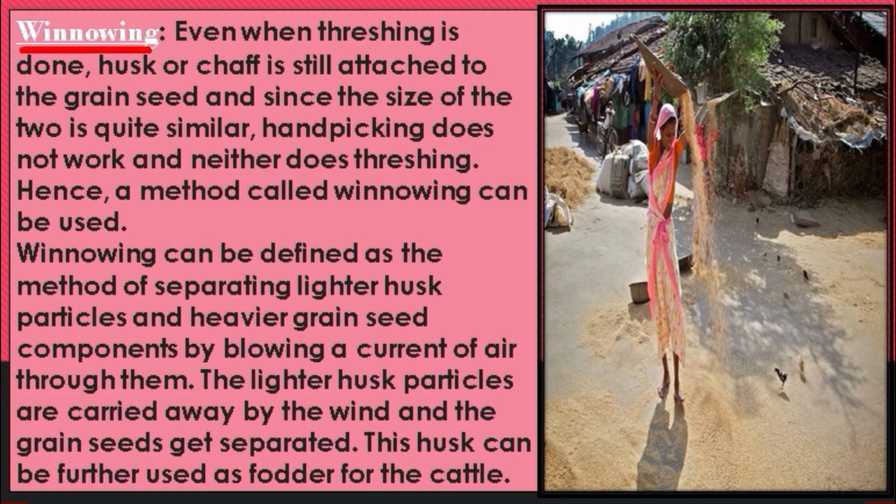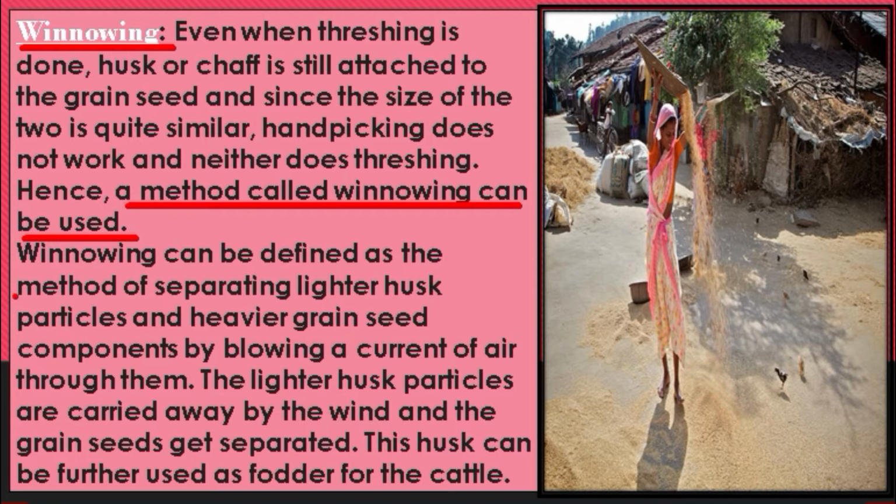Students, as I said in the earlier slide, threshing is basically a method of separation in which grains are separated from stalk by either machine or by hand. But students, even after threshing, husk or chaff is still attached to the grain seed. And students, since the size of the two, grains and the husk or chaff, is quite similar, neither handpicking nor threshing works here. Hence, a method called winnowing can be used here to separate the husk from the grains.